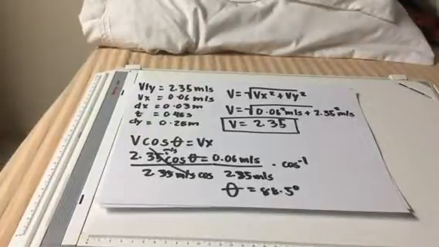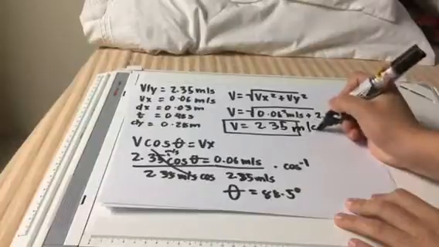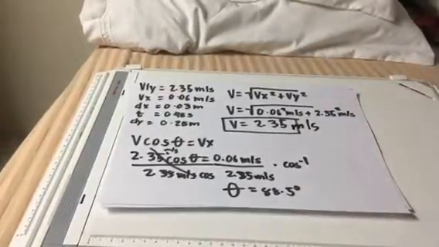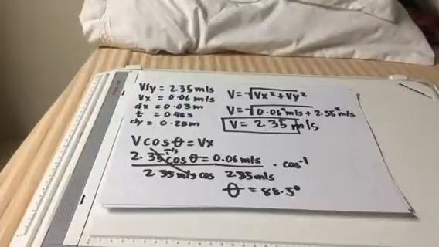How we do so is the square root of Vx squared plus Vy squared. Plug in the values, get the square root, and you end up with 2.35. I would like to apologize here, but that's meters per second. So continuing, V cos theta equals Vx. We plug in the values, we transpose, cancel out, isolate theta, and we end up with 88.5 degrees.